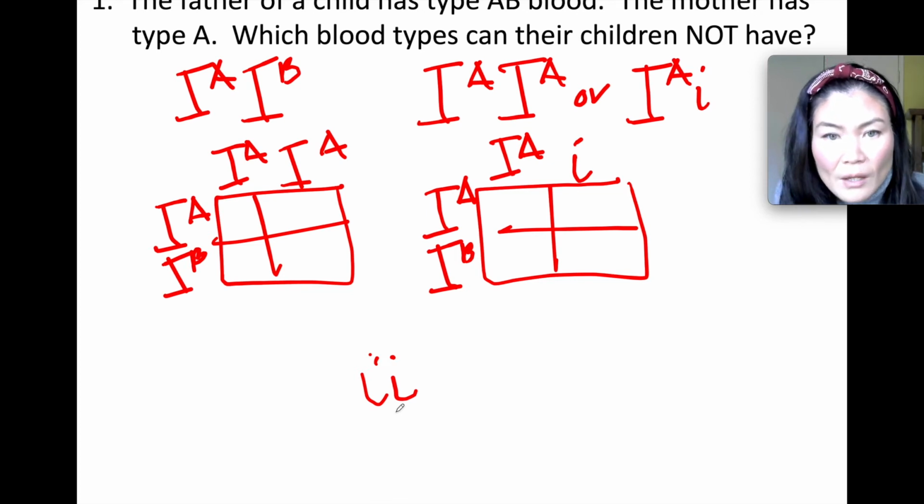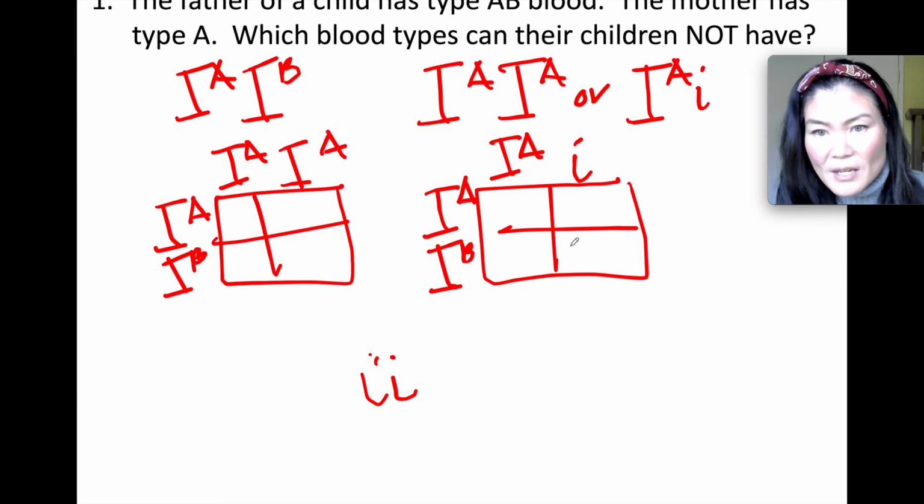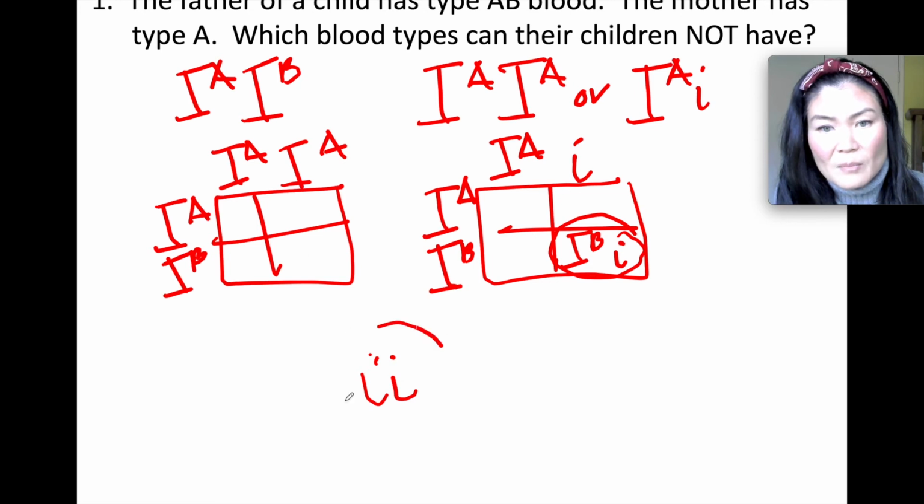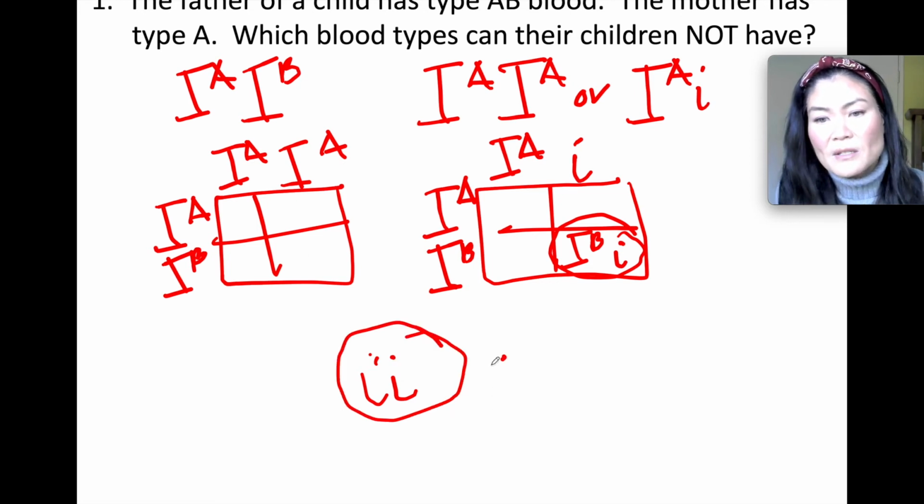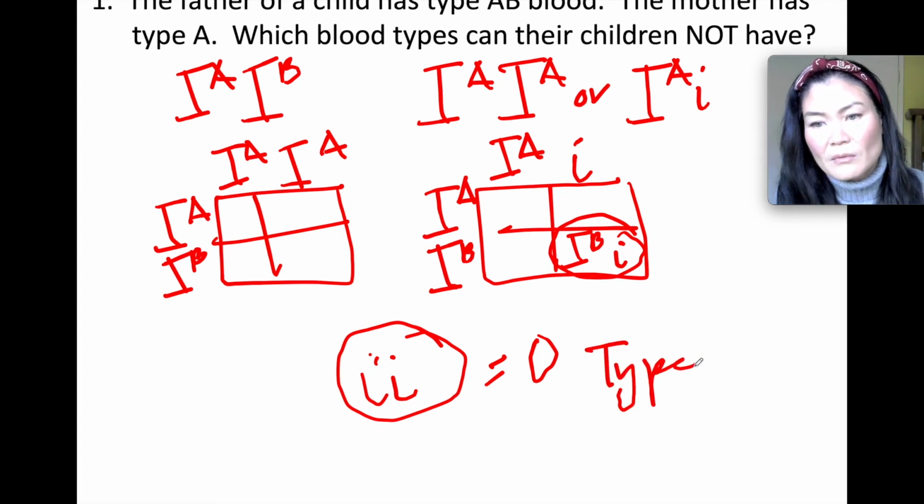Can they have A type? Yes. Can they have B type? Yes. They can have B type right over here. IB little i. That's a B type. They can have A type. And they can have AB type. This is the AB type right over here. AB type is going to be down here. So the answer is O blood type. They cannot have any kids with O type. Okay.